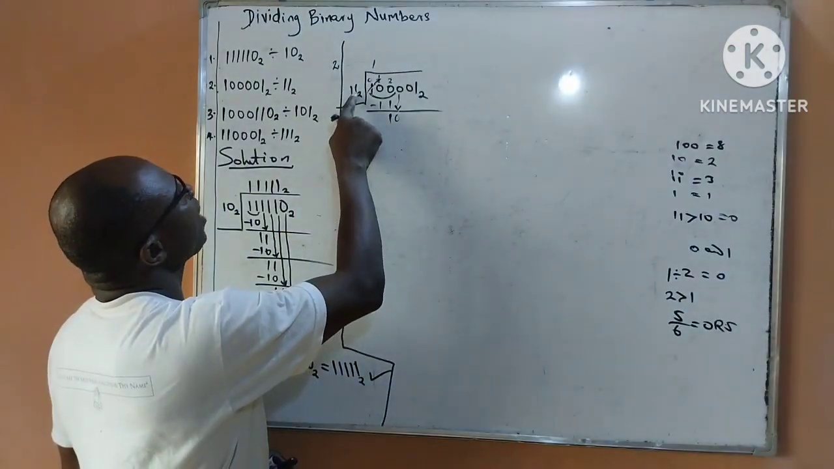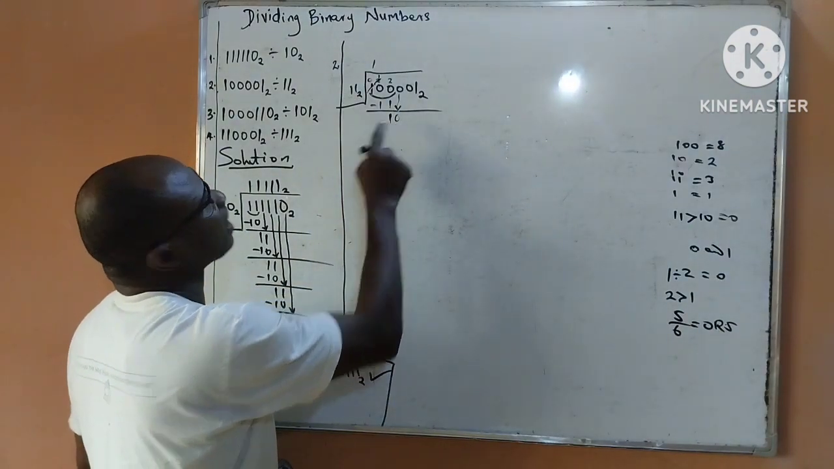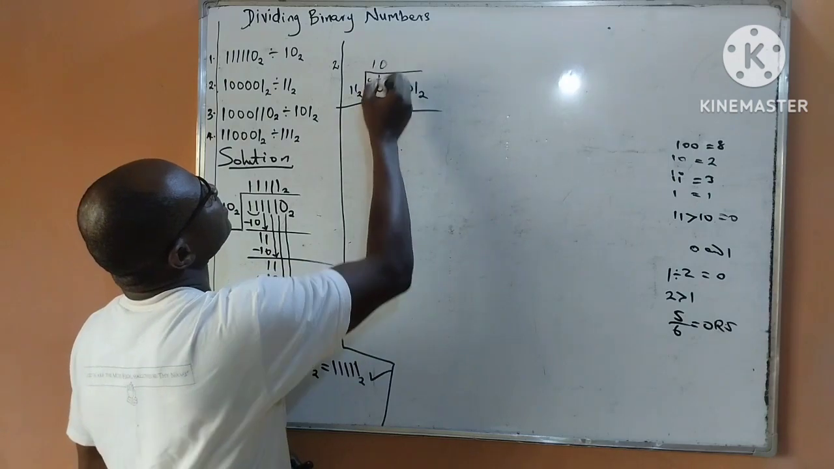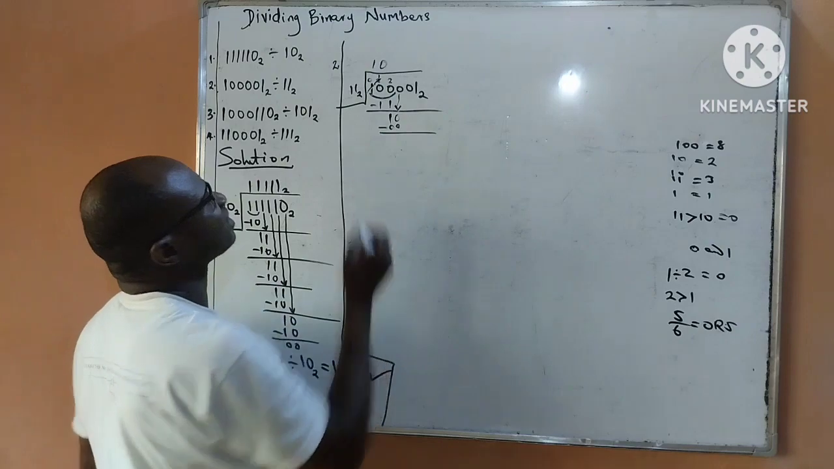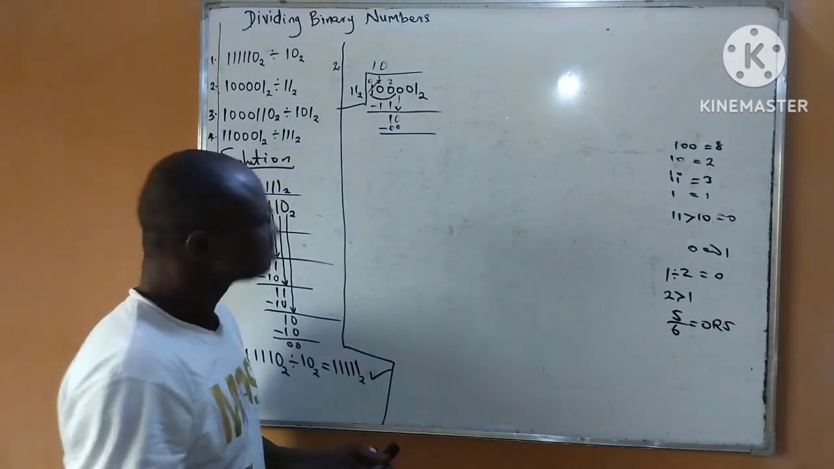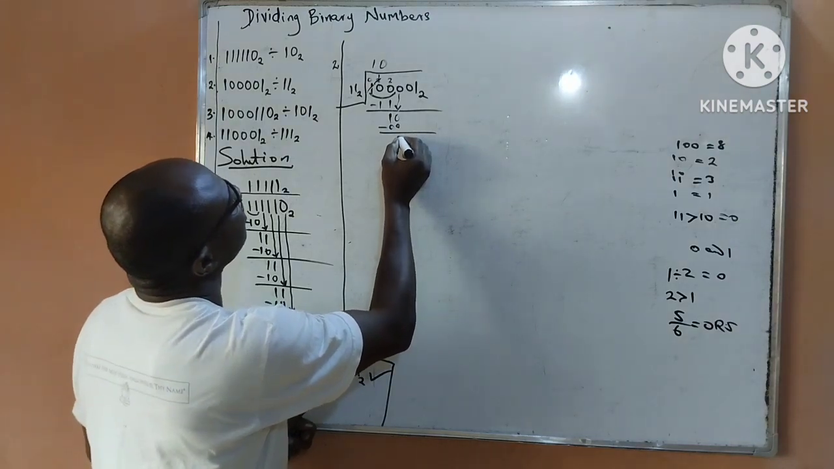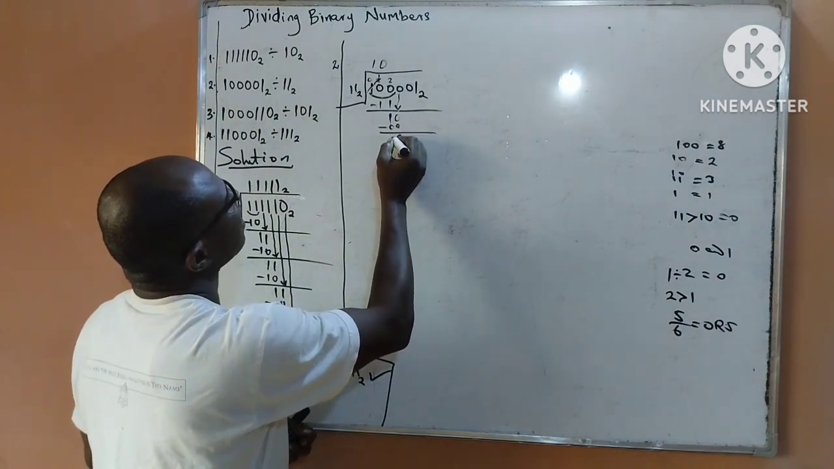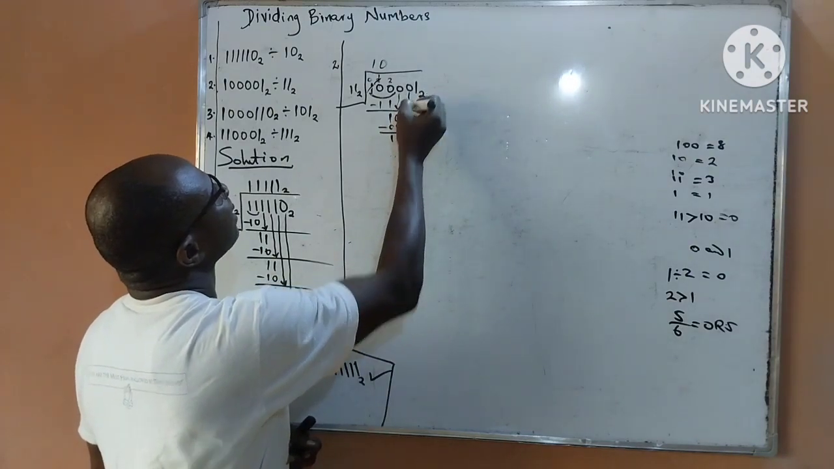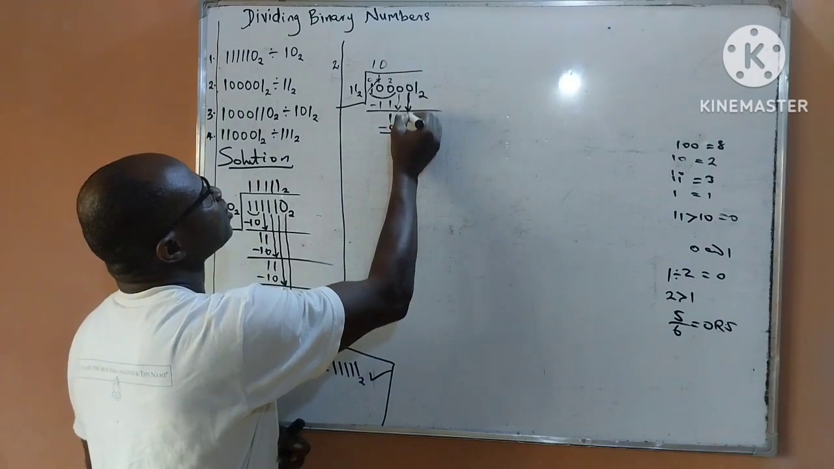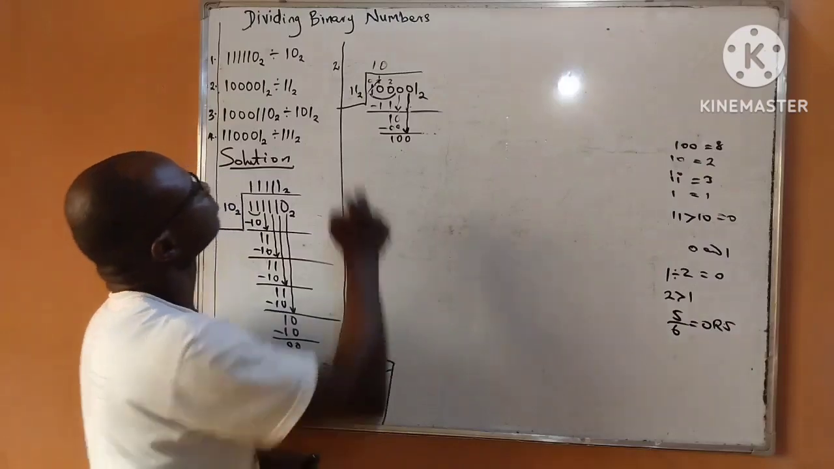Now, 11 divide 10 cannot go. Since 11 is bigger than 10, that is going to give me 0. 0 multiplied by 11 will give me 00. So we subtract it. And when the subtraction is taken, I am going to get 0 minus 0 is 0. Okay? Then I will bring down 1. Then next is to bring down this 0. Then, that will now give me 100.